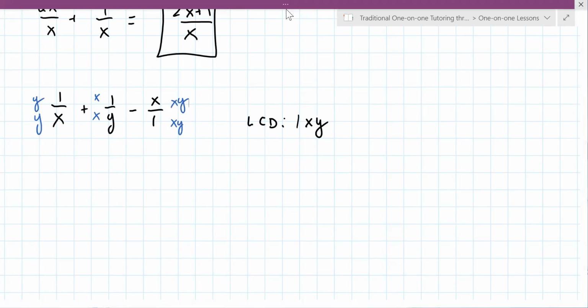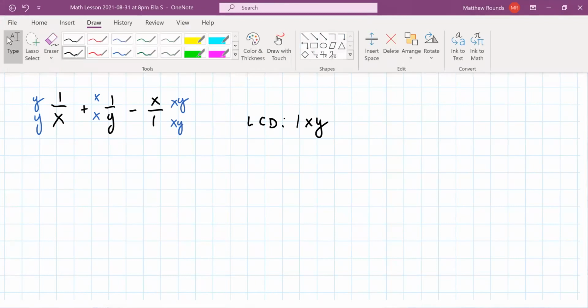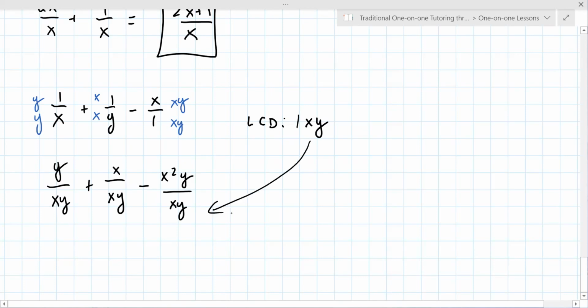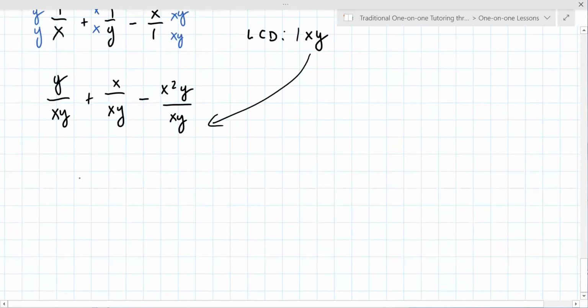Do you recall doing that? Yeah, that makes sense. So in this step, all I did is multiply the top, and then the bottom is always xy. Once you get the LCD, it's always in the bottom. So now you combine the numerator. I'm going to put x first: x plus y minus x squared y over xy.